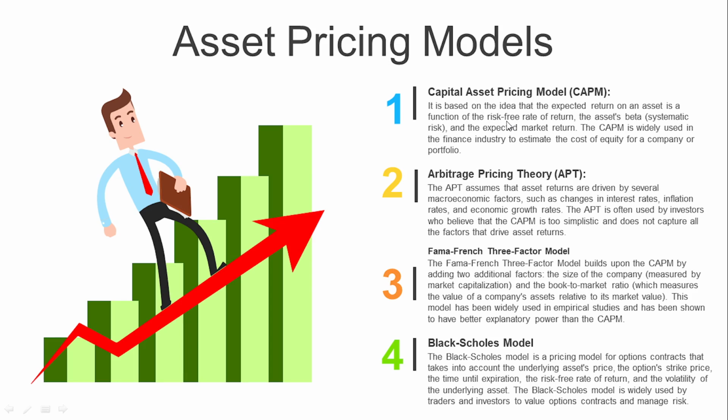The fourth model is the Black-Scholes model. This model is a pricing model for options contracts that takes into account the underlying asset price, the options strike price, the time until expiration, the risk-free rate of return, and the volatility of the underlying assets. The model is widely used by traders and investors to value options contracts and manage risk.